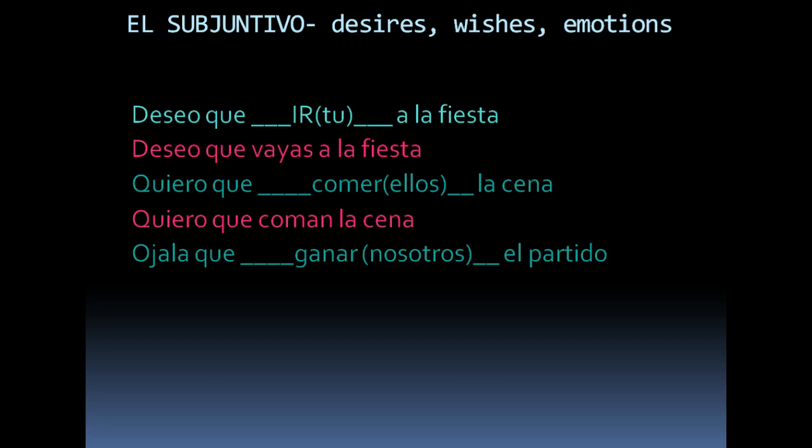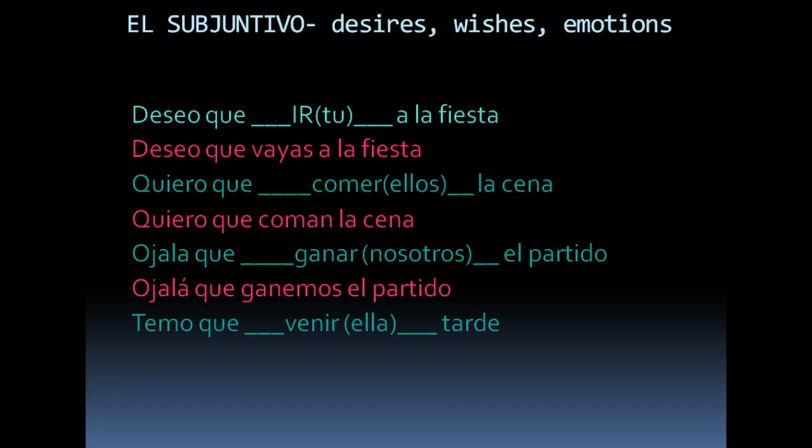Ojalá que ganar el partido. I hope that we win the game. But will we win it? I don't know. It's probably happening in the future. We don't know the outcome. It has to be subjunctive. Ojalá que ganemos el partido.